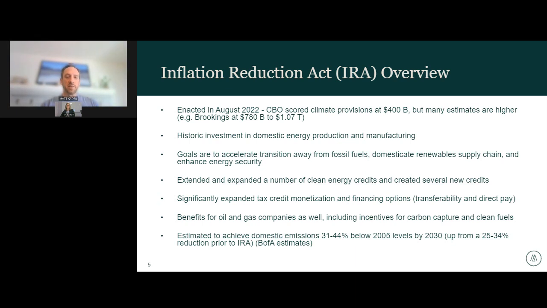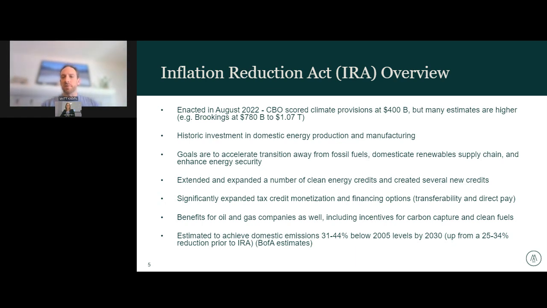It's not just a pure sort of green industry play. There are benefits, and very significant benefits, for companies that are experienced in oil and gas technologies as well, including incentives for carbon capture and different clean fuels and renewable natural gas.